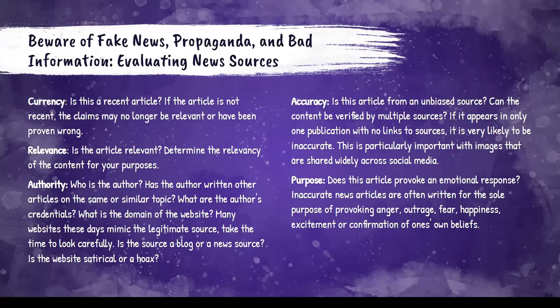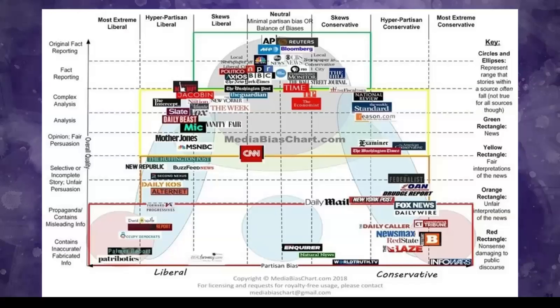And purpose. Does this article provoke an emotional response? Inaccurate news articles are often written for the sole purpose of provoking anger, outrage, fear, happiness, excitement, or confirmation of one's own beliefs. So this is an amazing chart, and I really recommend you reference it in looking at how biased or reliable a particular news source might be.